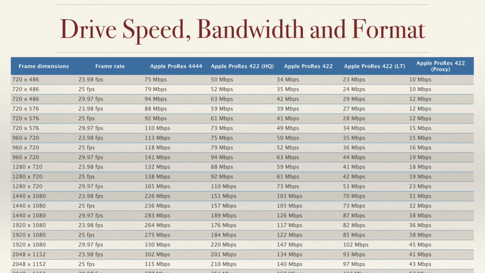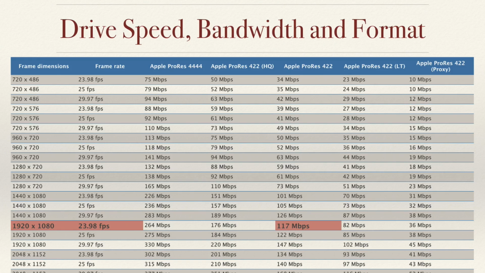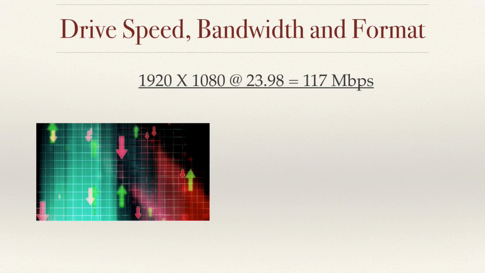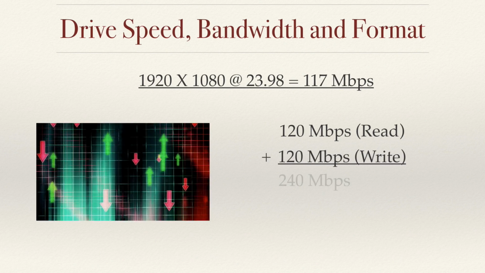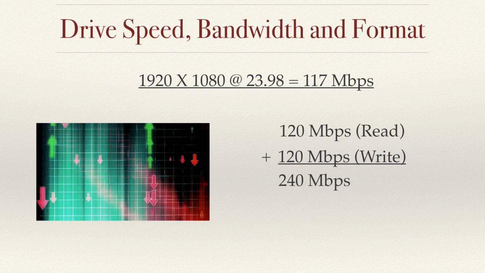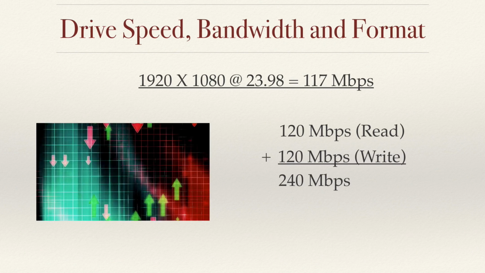Okay, let's look at some math. Media that has been optimized by Final Cut Pro is usually ProRes 422. In this example, the frame size is 1920 by 1080 at 23.9 frames per second. According to this Apple documentation, the data rate is 117 megabits per second. We'll just round that to 120 for simplicity's sake. So, 120 read speed plus 120 write speed equals 240. Okay, great. FireWire can handle that just fine.